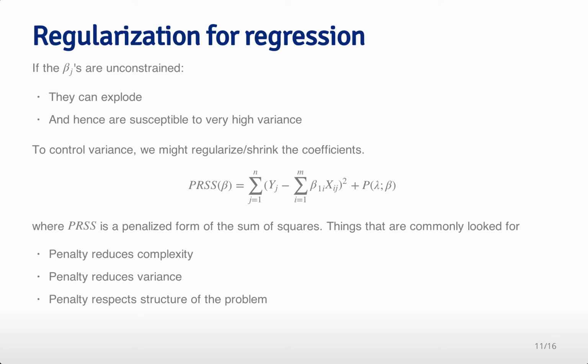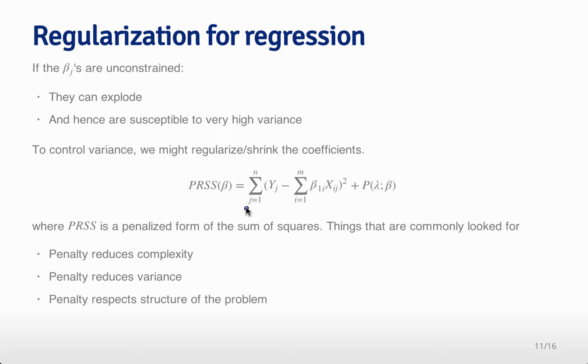So another approach is to use regularized regression. If our coefficients that we're fitting in the linear model are unconstrained, in other words, we don't claim that they have to have any particular form, they may explode if you have very highly correlated variables that you're using for prediction, and so they can be susceptible to high variance, and the high variance means that you'll get predictions that aren't as accurate. So to control the variance, we might regularize or shrink the coefficients.